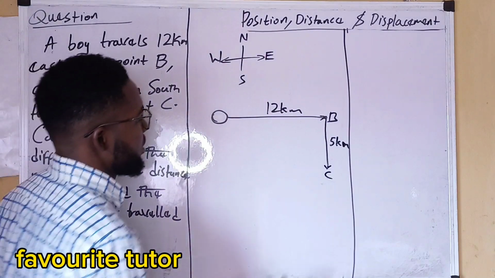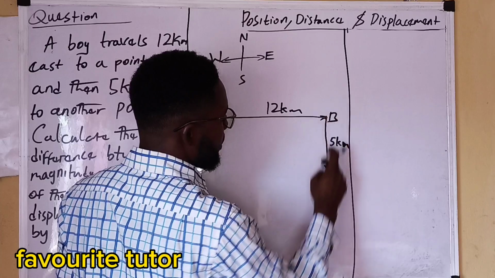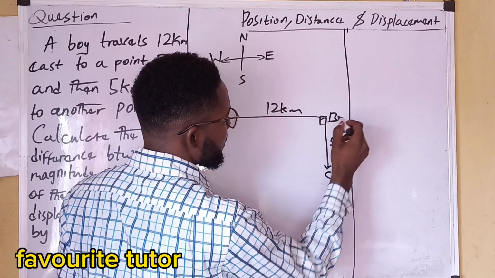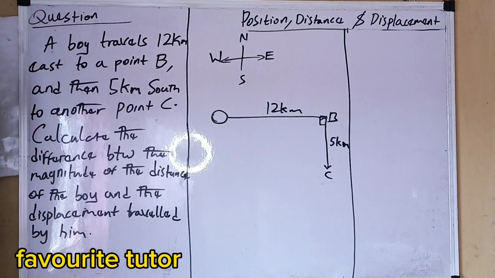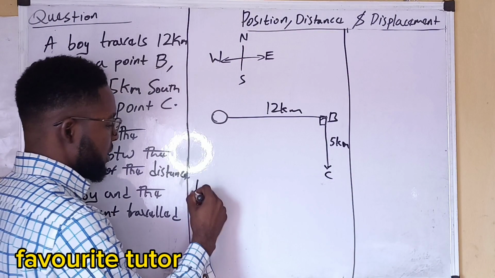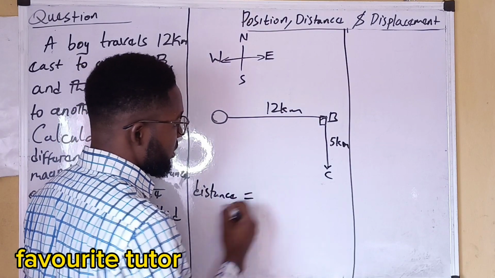Okay. Right here, this line is perpendicular to this line. So therefore, we have an angle of 90 degrees right here. And then we are looking for the distance. Let's look for the distance. Distance traveled.